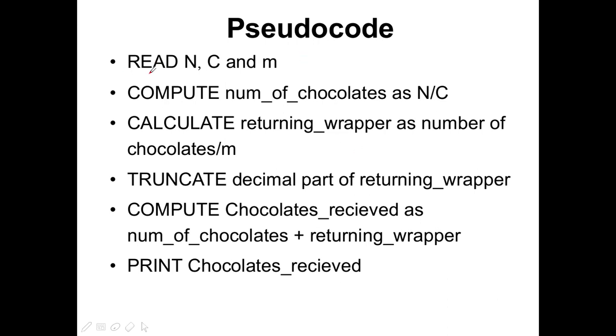So when you look at the first step, first of all you should know the values of N, C and M. These are the three variables of the problem. So you should read them from the user, and then you will compute the number of chocolates. You can compute the number of chocolates by N by C, and you have to find out how many chocolates he can get by returning the wrapper, or the number of free chocolates. For that, you divide the number of chocolates bought by M, and you have to truncate the decimal part. You do not want the decimal parts in any of the things, so you have to remove that.